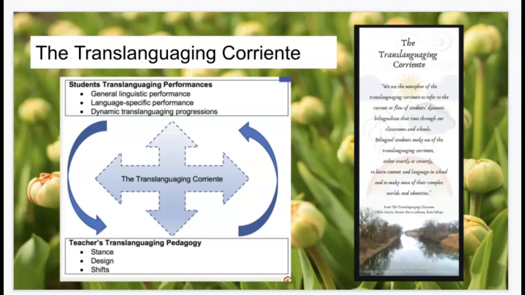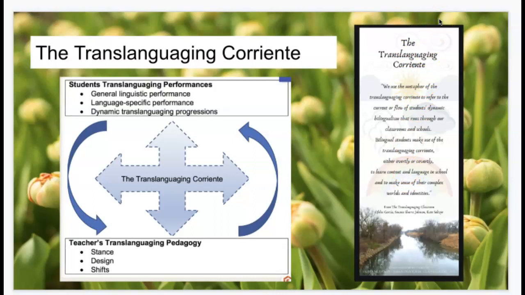So they're making metalinguistic connections in their brains between the different languages. And there are three important things to consider when you're thinking about the translanguaging corriente, and that is stance, design, and shifts. I love this quote about the translanguaging corriente.